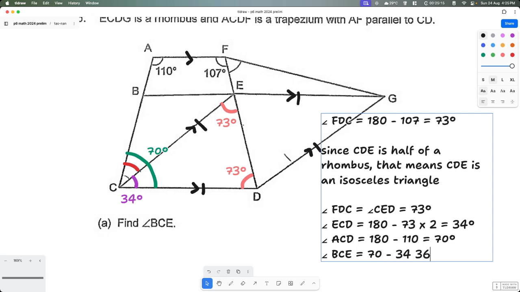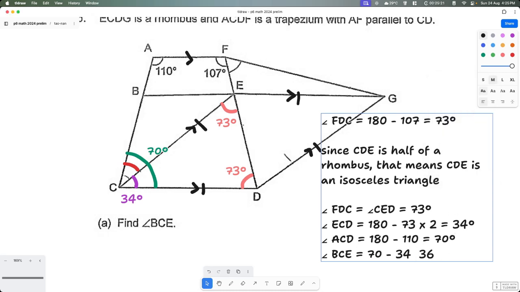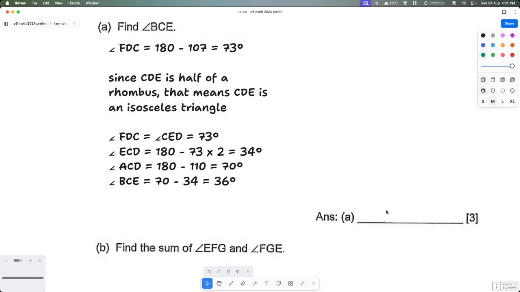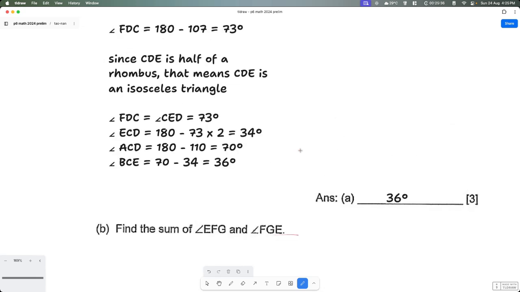So let's double confirm. Always double confirm your calculations. 36. Great. So that's the answer. 36 degrees. All right, that's it. Let's move on to the next question. Okay, right, 36 degrees. Part B, find the sum of EFG and FGE.